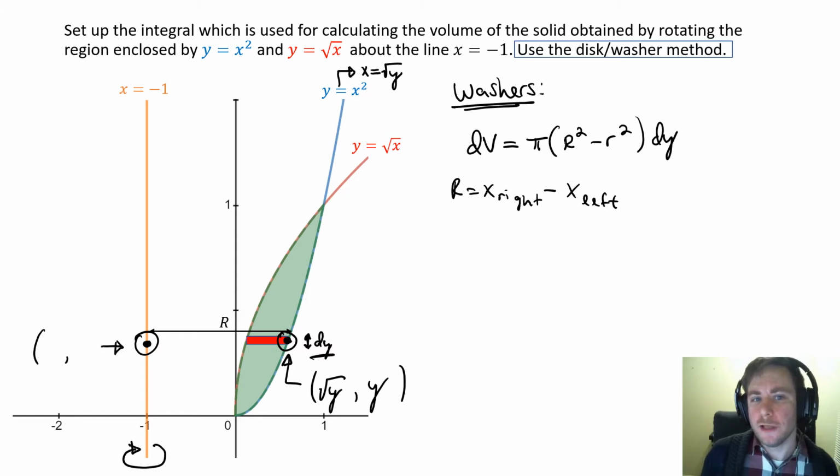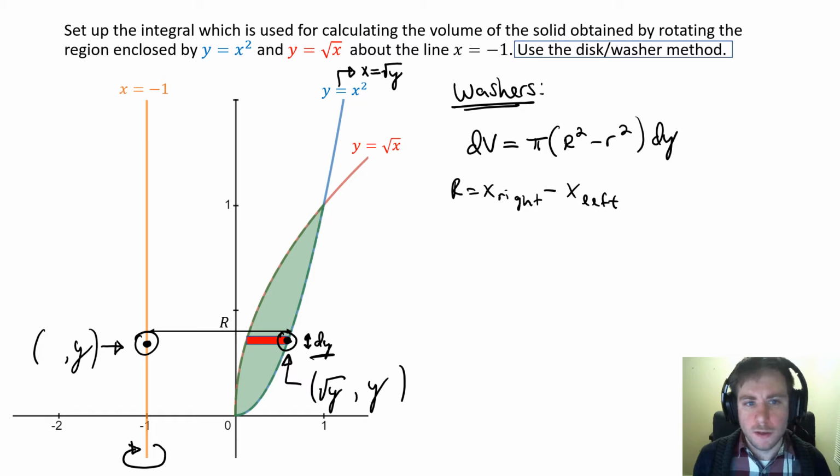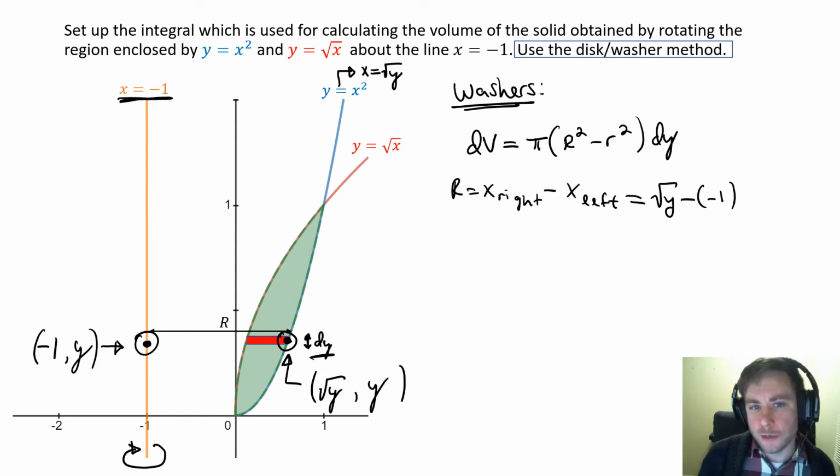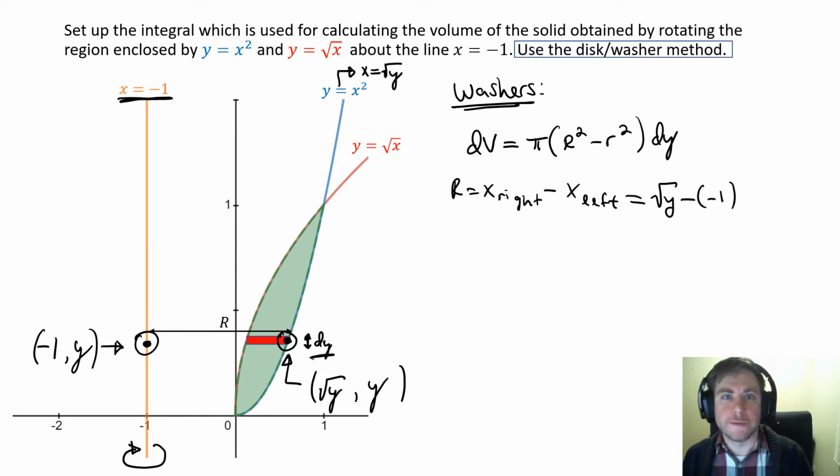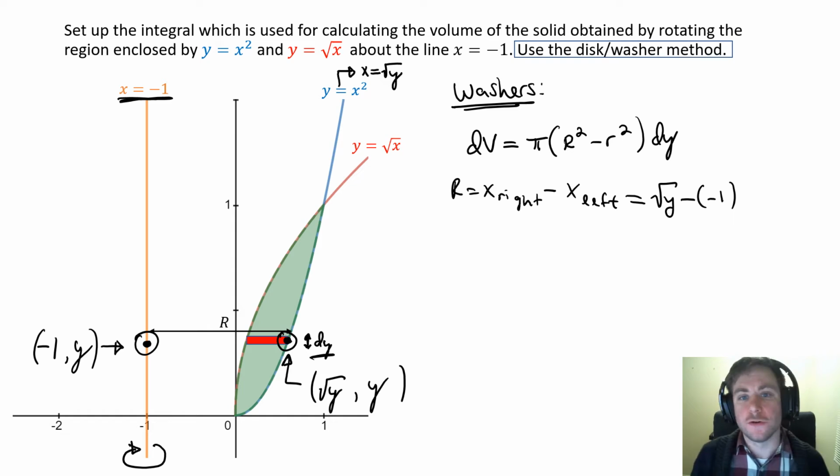For the point on the left, we can still say y in terms of y is y. And by looking at the equation of this line, we can say x is -1. So subtracting these x coordinates of these 2 points gives us root y minus -1. And again, make sure you go right minus left to ensure a positive distance. And this simplifies to root y plus 1. So we've successfully found big R.